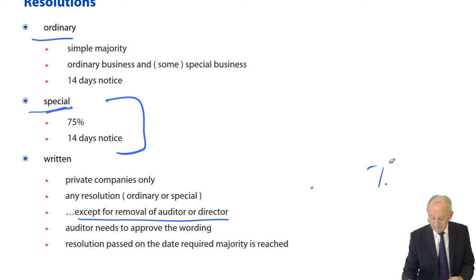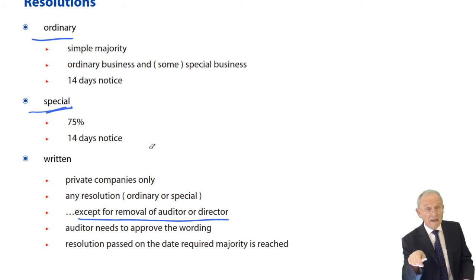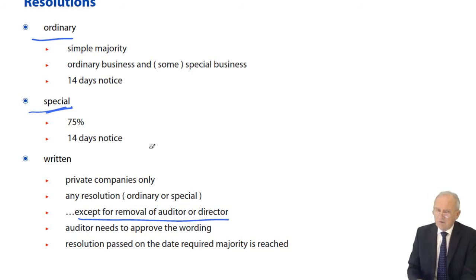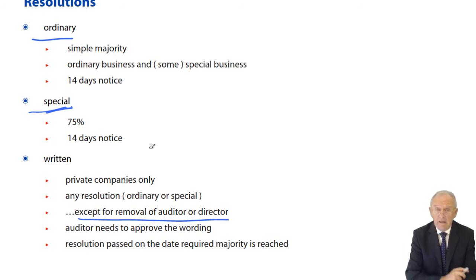Okay, then we have the ordinary resolutions. We did incidentally have a couple of examples of special resolutions, didn't we? Alteration of the articles requires a special resolution. Changing the name of the company requires a special resolution. So there are situations that we've already covered that do require special resolutions. You will not be asked in F4 what type of resolution is needed for this, this, this, or this. You will not be asked to list the special resolutions. Those resolutions that are required to be passed by a 75% majority will not be asked in F4 nor in any other accountancy exam.